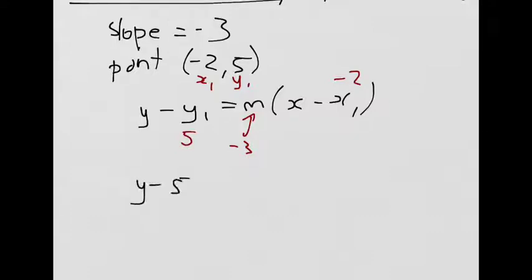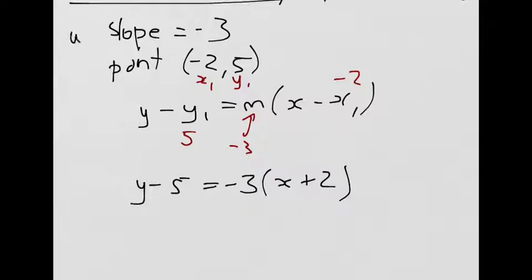So it'll be y minus 5 equals -3 times x plus 2, because it's minus -2. Okay, there you go. There's a line in slope point form. Tough? No, hopefully not.